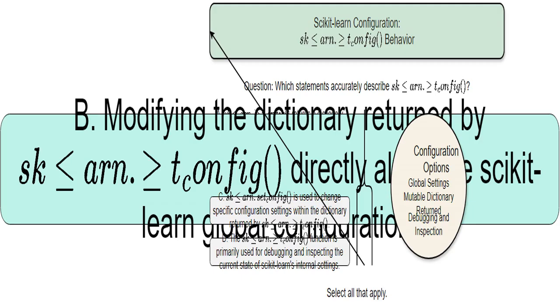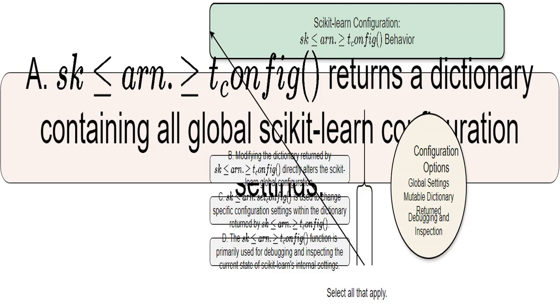I want you to see that sklearn.get_config is super helpful for debugging. If something isn't working as expected, you can use this function to check the settings and find any potential issues. This is incorrect. The dictionary you get is a copy, so changing it won't affect scikit-learn's actual settings. You need a different method to change those.